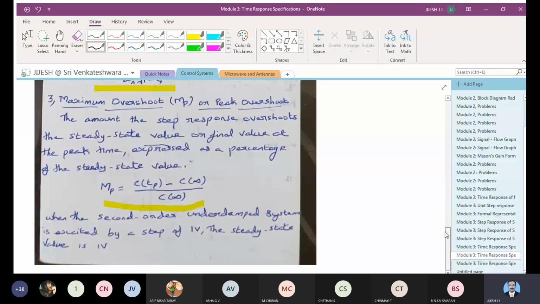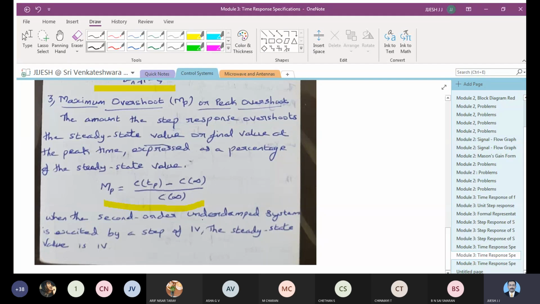So that is what we can understand. It is also called the peak overshoot. So when the second order underdamped system is excited by the step, the steady state value is 1 volt. We will be seeing those things when the second order system is an underdamped system. You have seen underdamped, undamped, critically damped, overdamped, and all those things. If the second order system is underdamped and is excited by a step of 1 volt, then we can say that the steady state voltage value will be 1 volt.